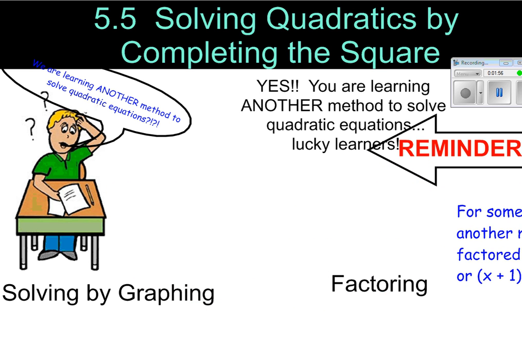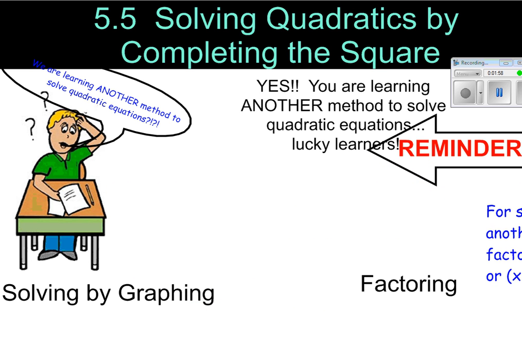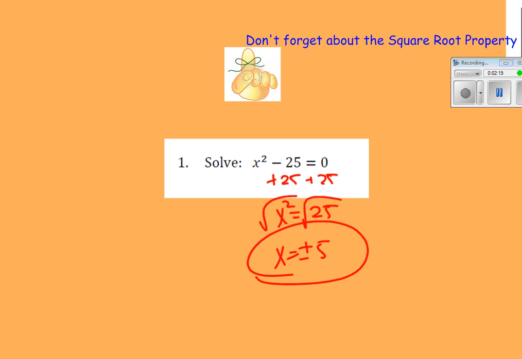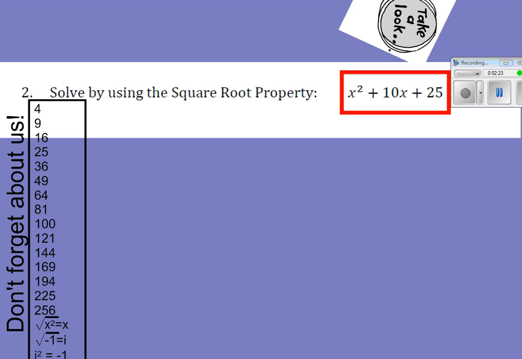So now, bad news, not every quadratic in the world can be factored, or it's not very easy to factor. But we can also do the square root property, which is kind of what we talked about a little bit last time, to where if I add 25 to both sides, x squared equals 25, square root, x equals plus or minus 5. Remember, anytime you take a square root, it's got to be 2 solutions.